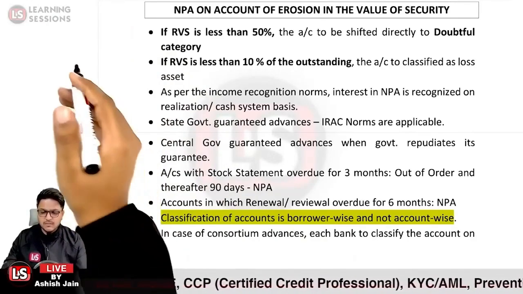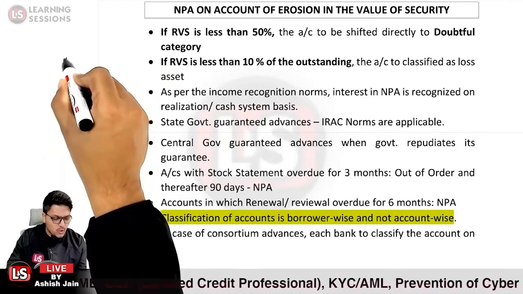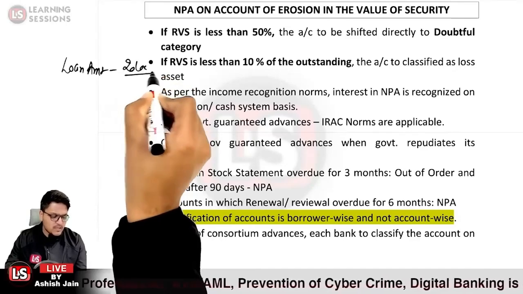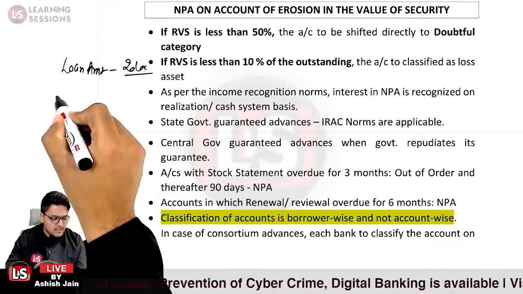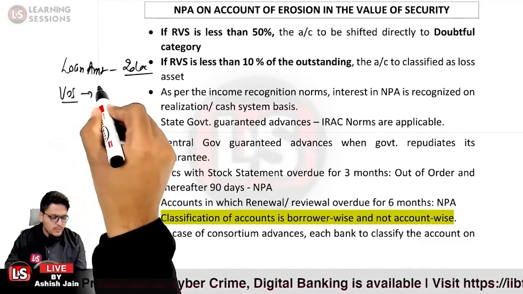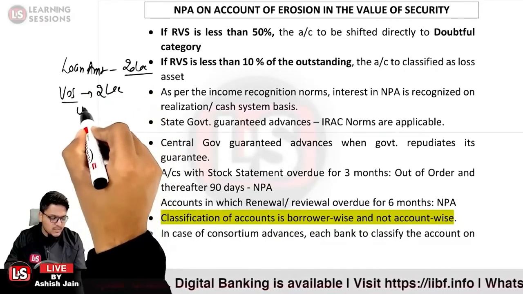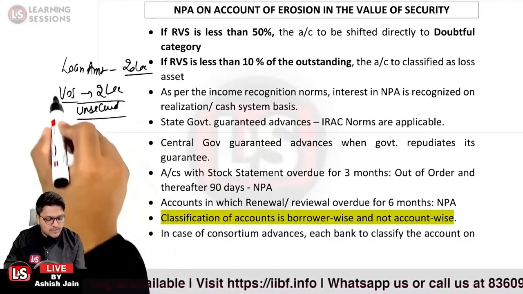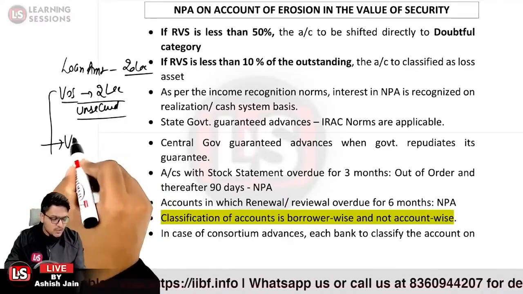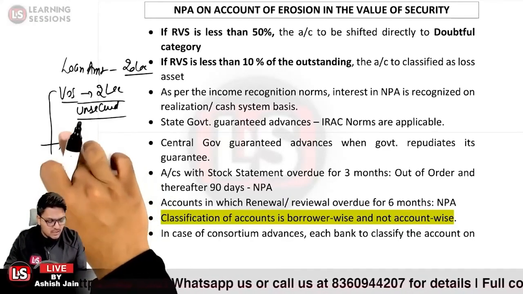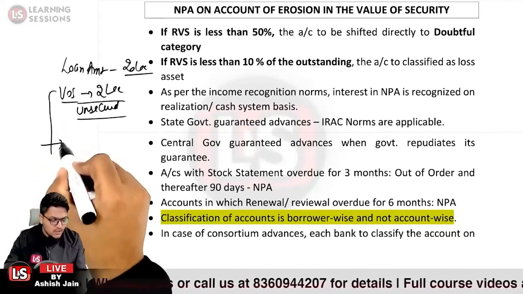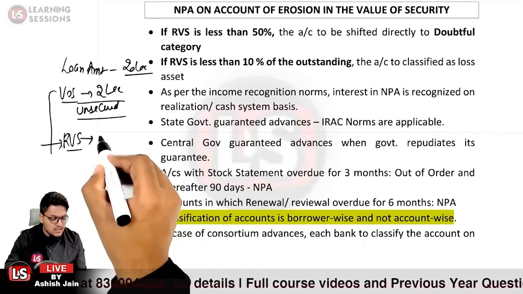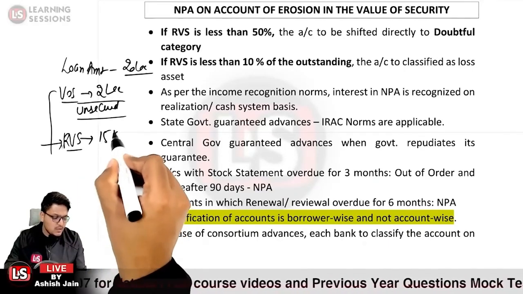Okay, let me explain the last one with an example. The loan amount we are considering to be 20 lakh rupees. And further, we have the value of security at the time of sanction to be 2 lakh rupees. So it is an unsecured advance. Now let us take the case that erosion of the security has happened, and the realizable value of security is now equal to 15,000.